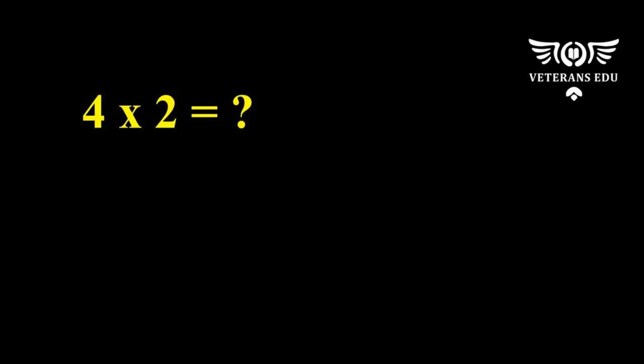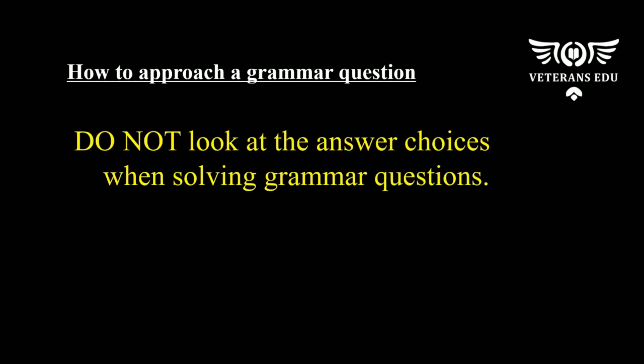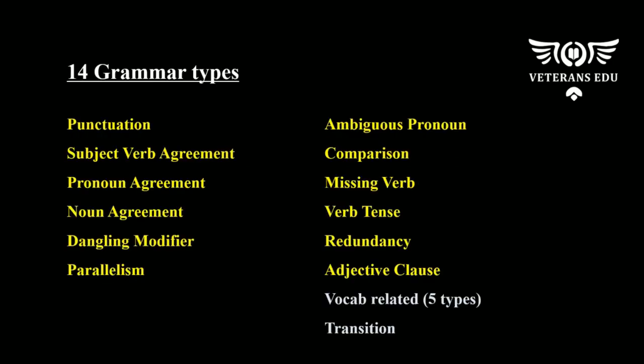Well, it's exactly the same for the writing test. We do not look at the answer choices when solving grammar questions. Now, to do that, you need to get your fundamentals down. Just like how you knew 4 times 2 is 8 without looking at the answer choices, once you have your grammar fundamentals down, you'll be able to solve any SAT writing grammar questions with these. In SAT writing, there are about 14 grammar types you have to know, and in this series, I'm going to teach you all the rules, variations, and strategies you need to master the writing test.